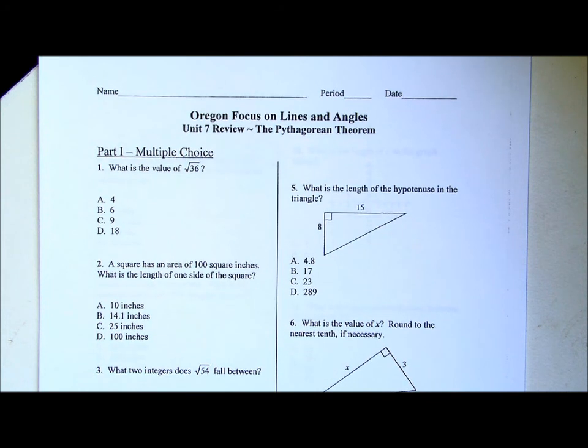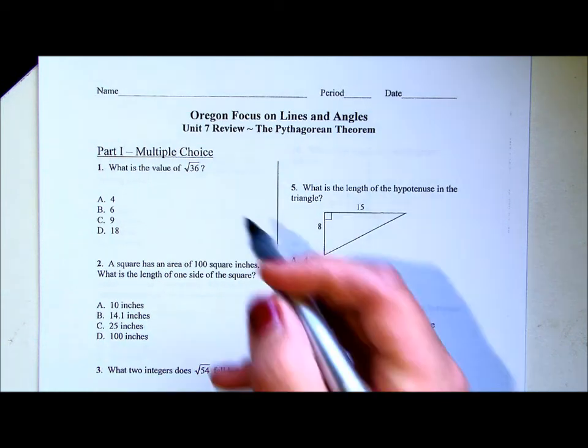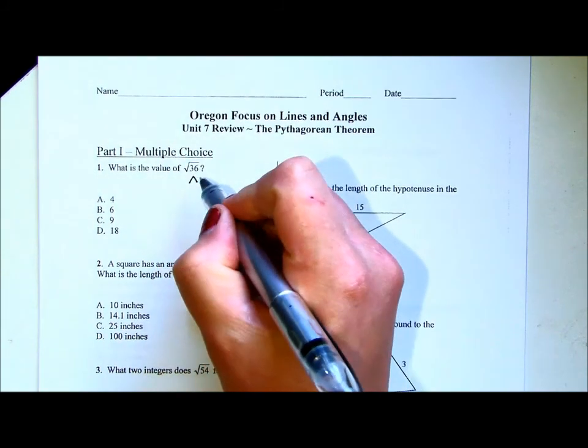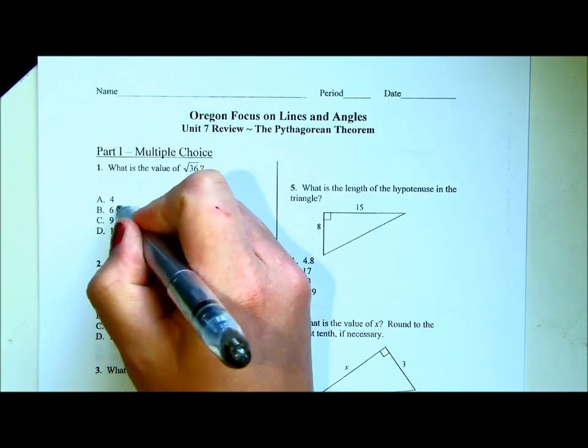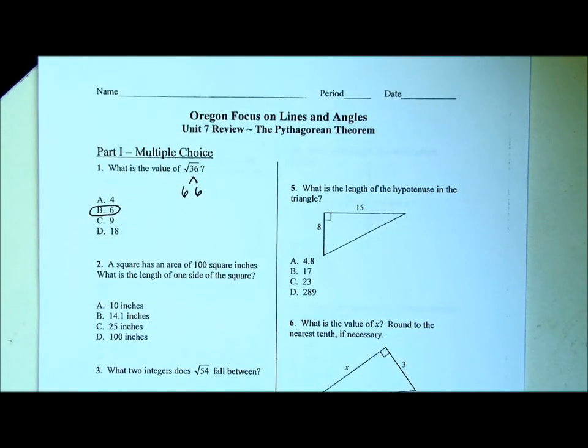So for part 1 of our review, we have some multiple choice, and let's get it started. So number 1 says, what is the value of the square root of 36? Well, the same number that multiplies the other to give me 36 is 6, so that means that B, 6, is my answer.